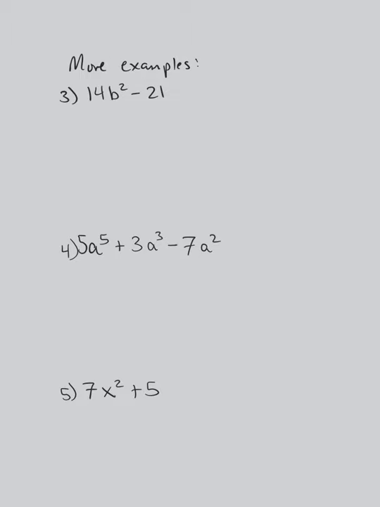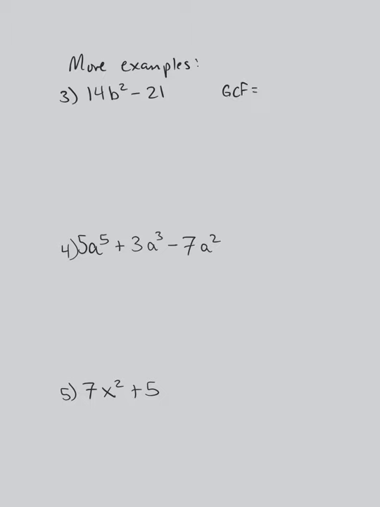Okay, so let's look at some more examples. These ones have kind of anomalies in a sense, but they're actually more basic than what we've been doing. All right, so let's look at problem 3. We have 14b squared minus 21. And so we want to find the GCF.